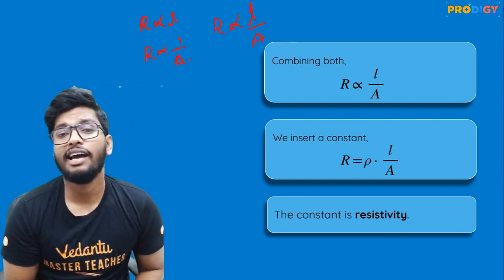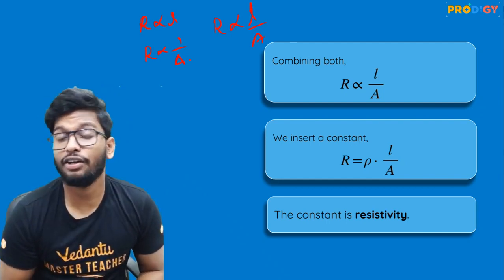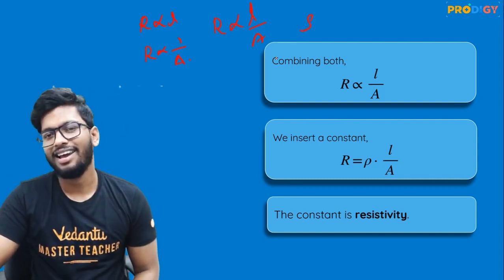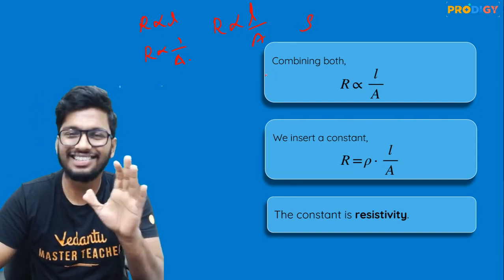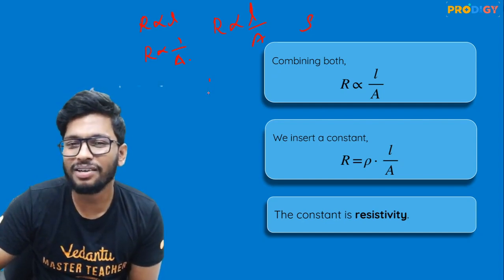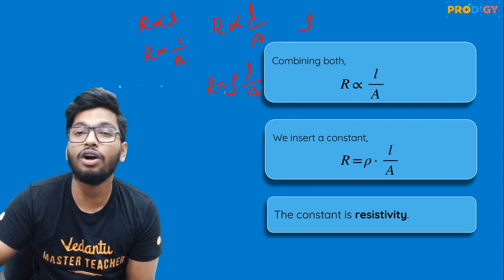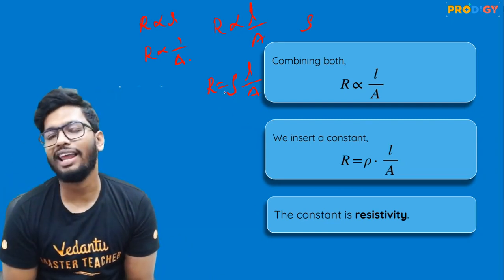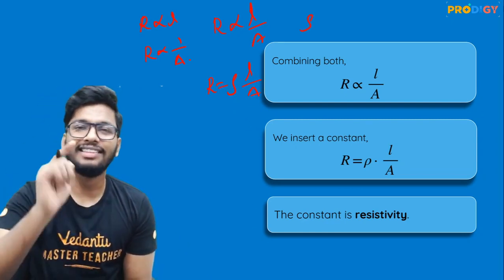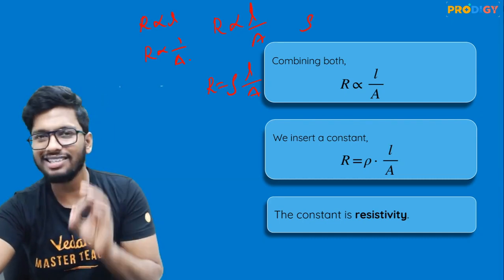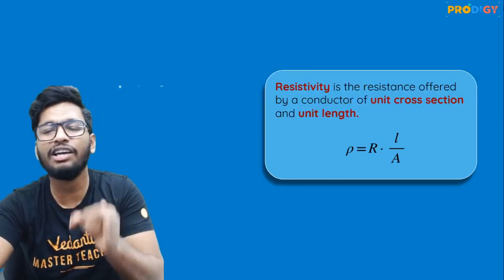So here's the thing guys, in order to remove the proportionality sign, we're going to introduce another constant which is called resistivity. Now what is resistivity? Let's understand that. So the formula then becomes R is equal to resistivity into L by A, or rho into L by A. All right, this my friends is the formula for resistance. Now what is resistivity? It is nothing but the property of the material.